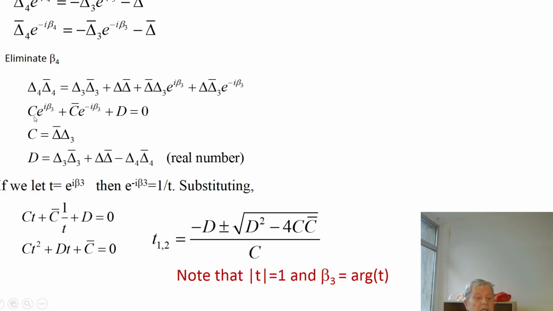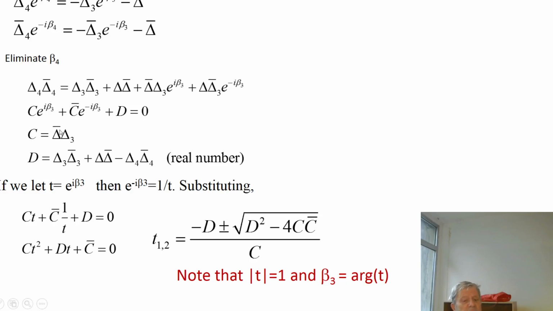Now I will have an equation in the following form. C e to the i beta 3 plus C bar e to the minus i beta 3 plus D. D is real. Notice these terms, C e to the i beta 3, if I take the complex conjugate of it, it is C bar e to the minus i beta 3. If I add a complex number with its complex conjugate, a plus ib plus a minus ib, imaginary parts cancel, you end up with twice the real part. So the sum of these terms is also real. Okay, this is a real equation. You had one complex equation, meaning two scalar equations. Now you eliminated beta 4. You have one scalar equation in one unknown, beta 3.